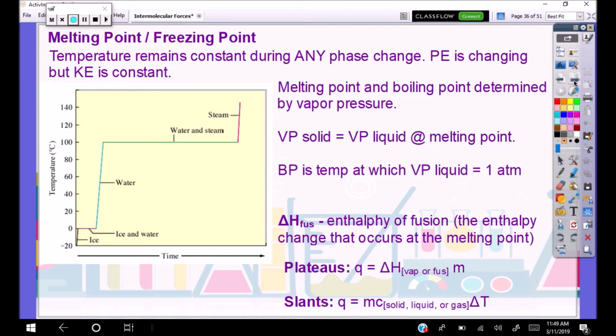Delta H of fusion is the enthalpy of fusion, which is the amount of energy required to change from one state to another when you're at the melting point. So the plateaus, those are your flat line. You want to use Q equals delta H times the number of moles. If you're trying to figure out the slants, those are your increases. Use Q equals MC delta T.